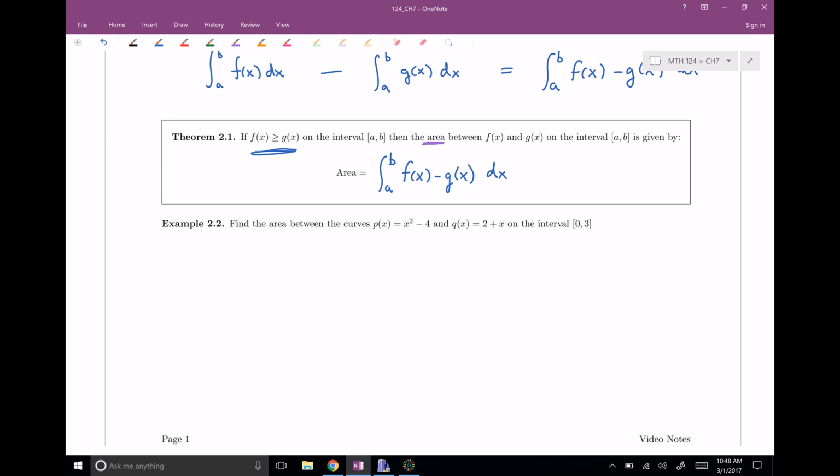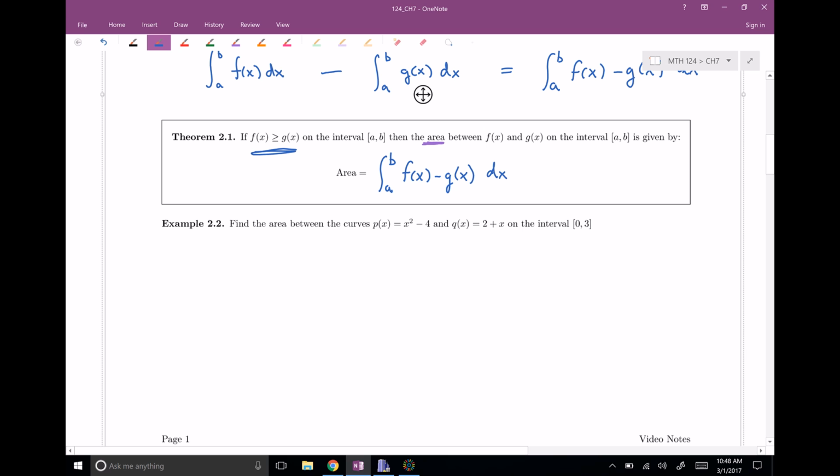Find the area between p of x equals x squared minus 4 and q of x equals 2 plus x on the interval from 0 to 3. And so notice, it's given us the interval, that's nice, we have this a to b region, but I don't know which one's bigger than the other, right? Because the order definitely is going to matter here.